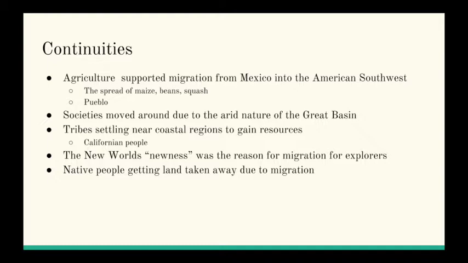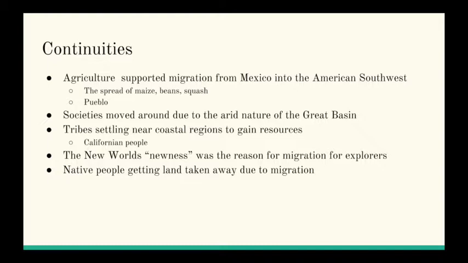Some continuities we can see in Unit 1 can be agriculture supporting migration from Mexico into the American Southwest with the spread of maize, beans, and squash, along with the fact that it supported economic settlement among societies like the Pueblo. Another continuity you can see is societies moving around due to the arid nature of the Great Basin, along with the grasslands of the Great Plains, by having largely mobile lifestyles.